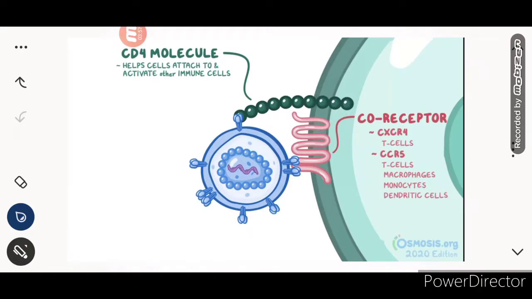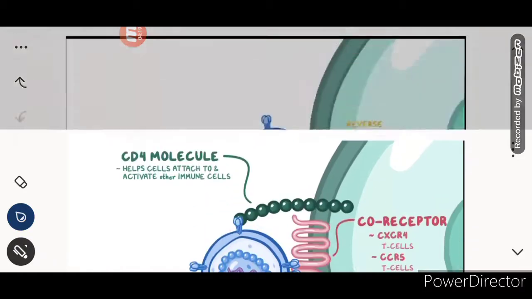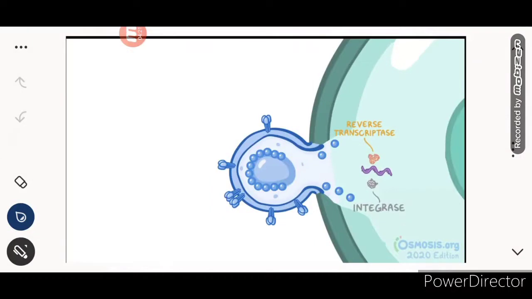Okay, so CXCR4 is present only on the T cells, but CCR5 is present on the T cells, macrophages, monocytes and the dendritic cells. Okay, so the first line of defense is all that has the CCR5 receptor on it, and basically once the virus comes and attaches to the receptor and the co-receptor, it gains permeability to the cell. Okay, so now what happens?